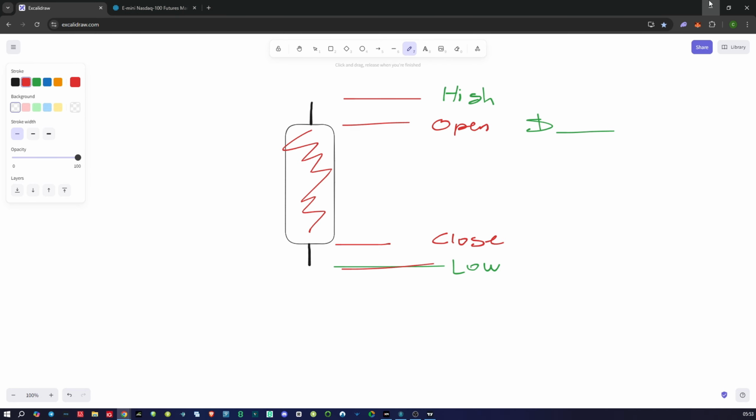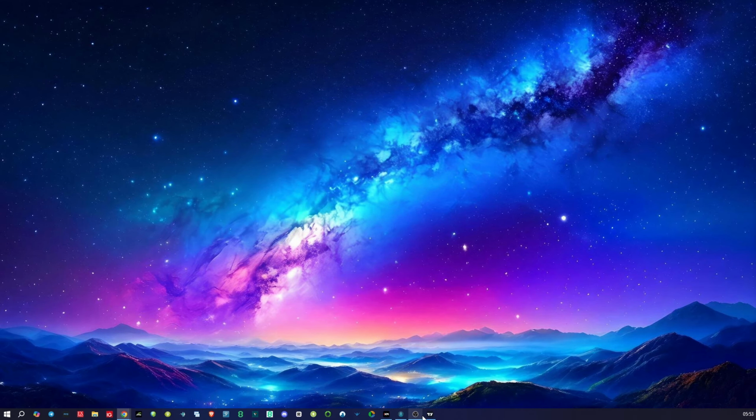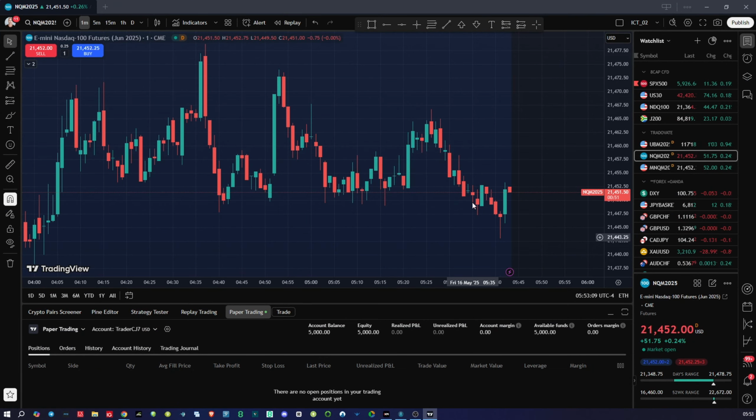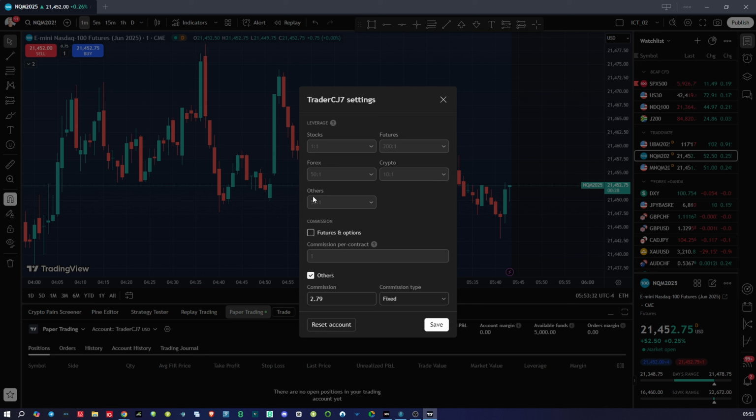So going back to the chart, that's what all this price movement is, happening in a single minute in this case. Okay, so when you go to paper trading, you can choose your account, reset your account, and you can have leverage on your account.